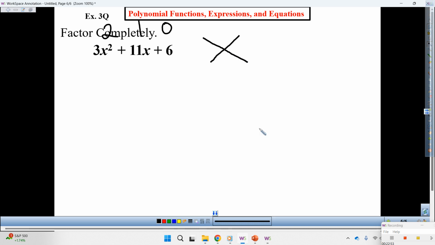All right, what do I write on top, Sammy? What goes on top? 18. And the bottom? 11. What two numbers multiply give me 18 that when you add them give us 11? Geo. 2 and 9. All right.